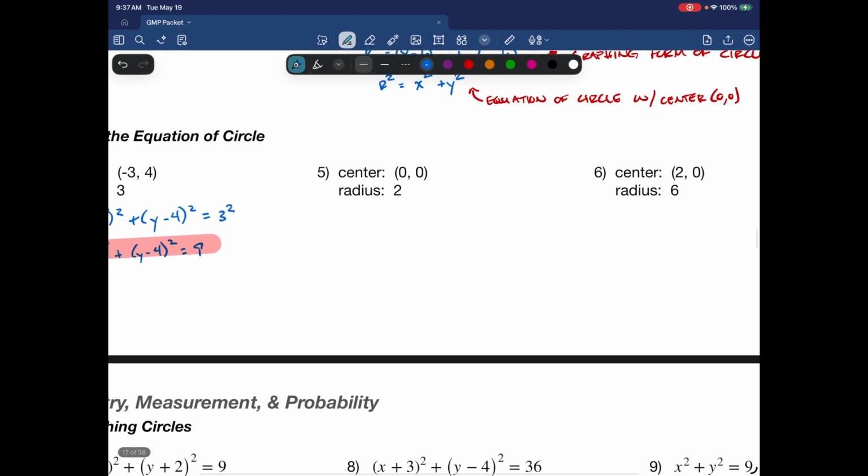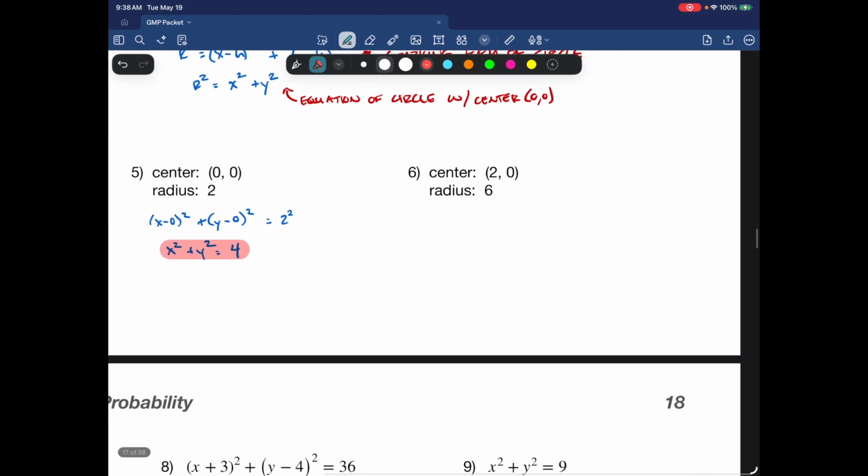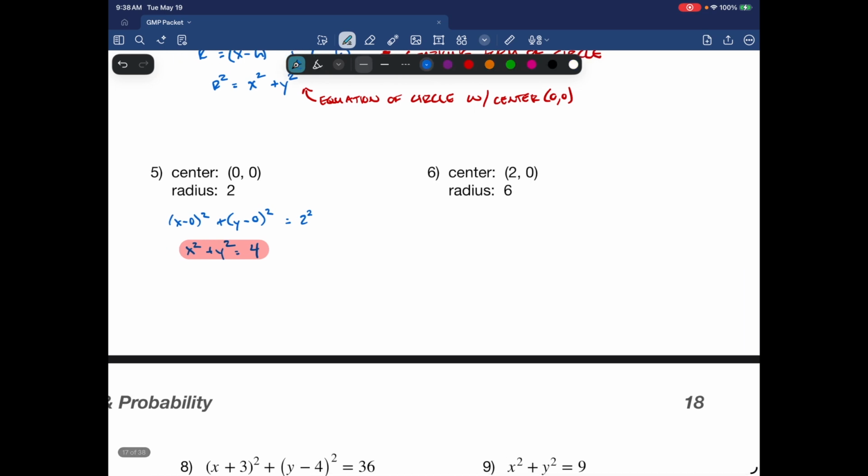All right, number 5, if the center is 0, 0 and the radius is 2, that means you're going to have x minus 0 squared plus y minus 0 squared equals 2 squared. So it's going to be x squared plus y squared equals 4. As you or your students get more comfortable with this, you can go straight to the final form and not show all the steps. Number 6, that would be x minus 2 all squared plus y minus 0 all squared equals 6 squared. This is going to give you x minus 2 squared plus y squared equals 36.